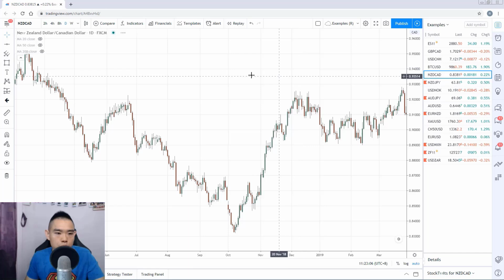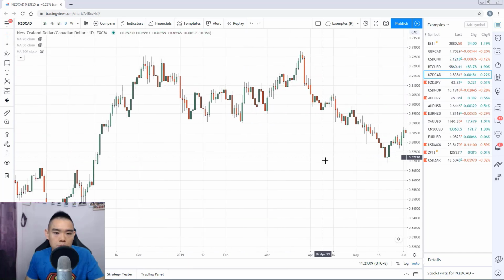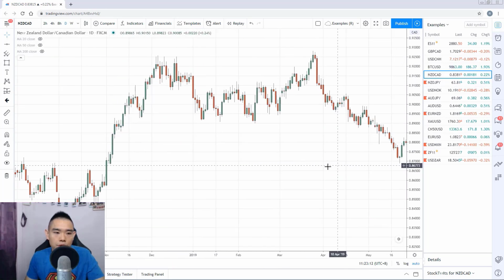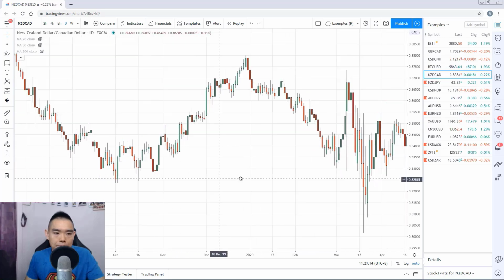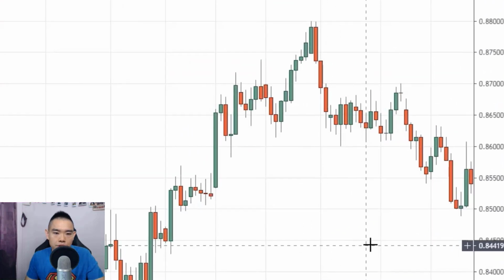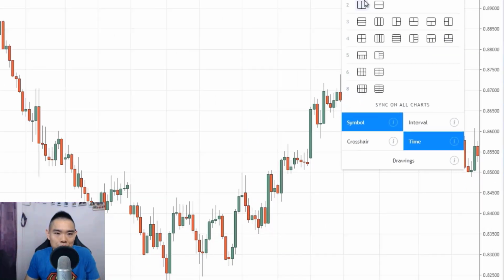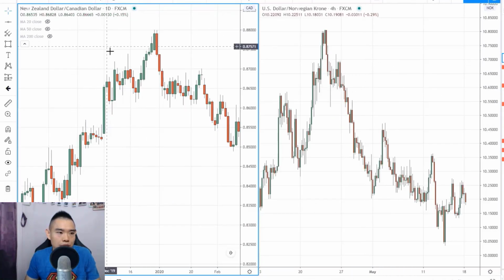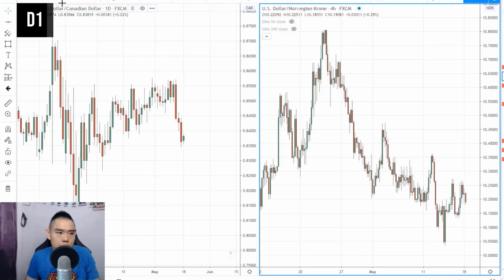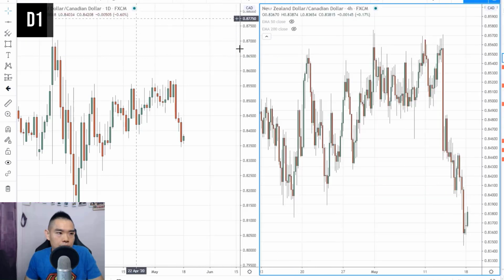So the first one over here, New Zealand against the Canadian. First and foremost, I said that you want to look for a build up on the higher time frame. So you can see that over here, New Zealand Canadian, we have a build up form over here. So this is the daily time frame. Now we need to go down to a lower time frame to look for a false break setup. So I'm going to do some magic here. Let me just split the chart into two. Ka-ching! Okay, so this is New Zealand Canadian daily time frame. I'm going to change this to New Zealand Canadian 4-hour time frame. Okay, so this is the 4-hour time frame.